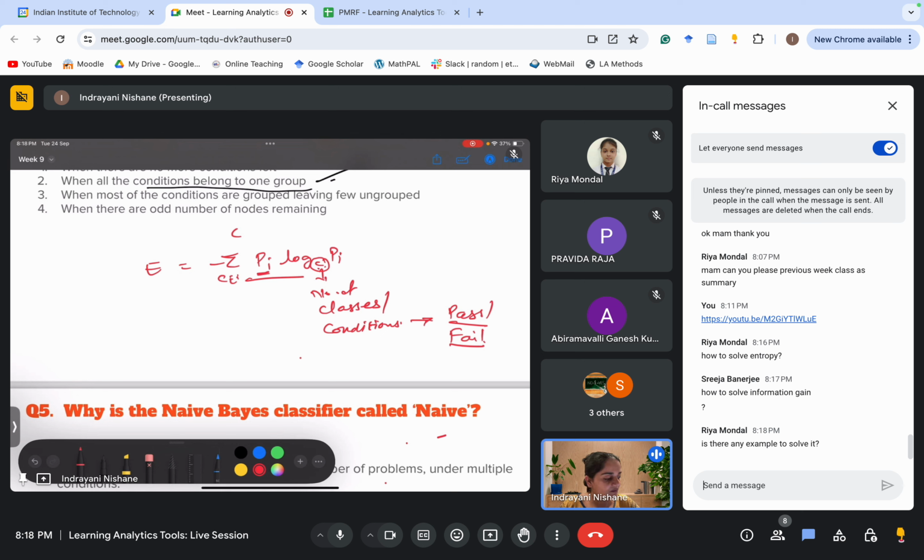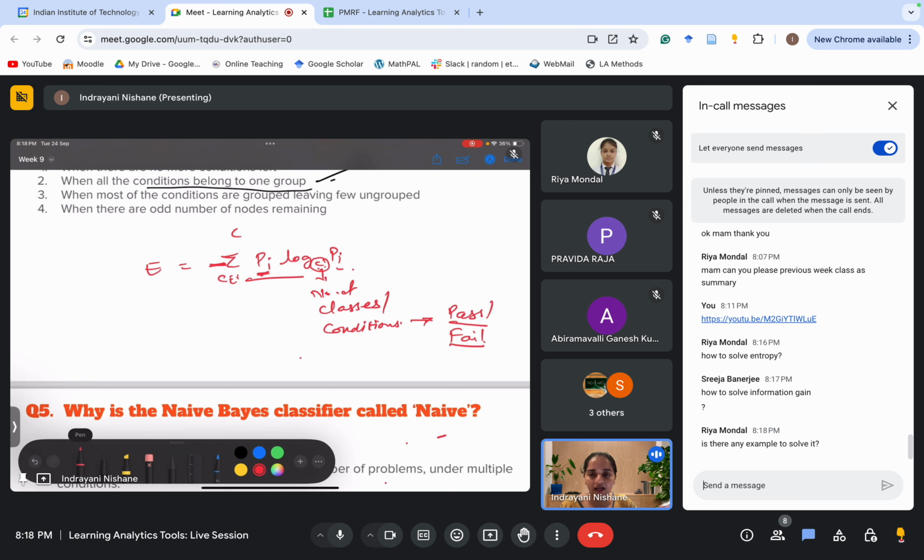What is the probability of pass? Then log to the base 2 of the probability of pass. What is the probability of fail? Then log to the base 2 of that particular value, and you have to multiply that, and then don't forget the negative sign. So minus A plus minus B, which will be minus A minus B. Ultimately you are adding all the values, and there will be a negative sign. It's a mathematical operation you have to do for all the classes.